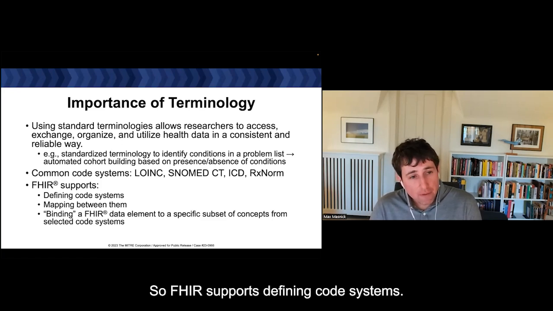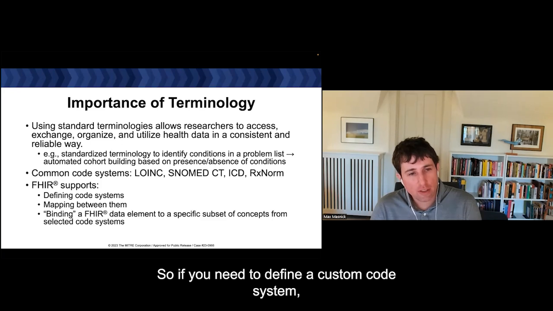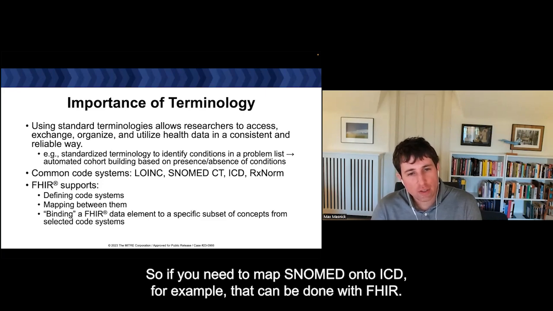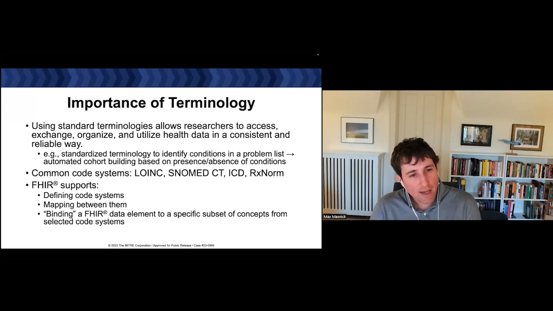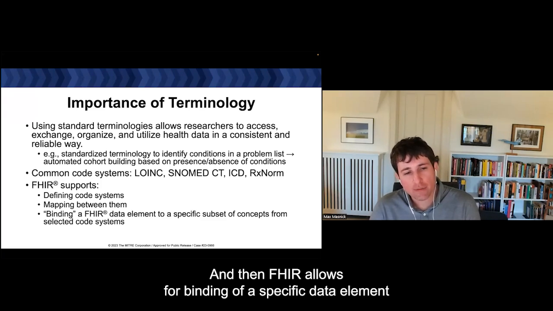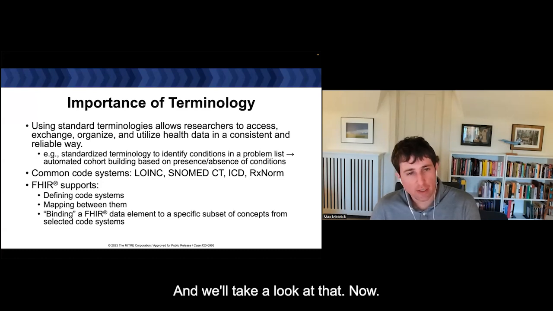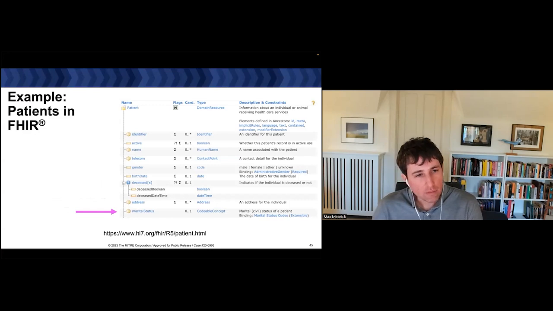And FHIR supports working with terminologies in a few different ways. So FHIR supports defining code systems. So if you need to define a custom code system that's not one of these standard ones, you can do that. You can map between different code systems with FHIR. So if you need to map SNOMED onto ICD, for example, that can be done with FHIR. And then FHIR allows for binding of a specific data element onto a specific subset of concepts from selected code systems. And we'll take a look at that now.